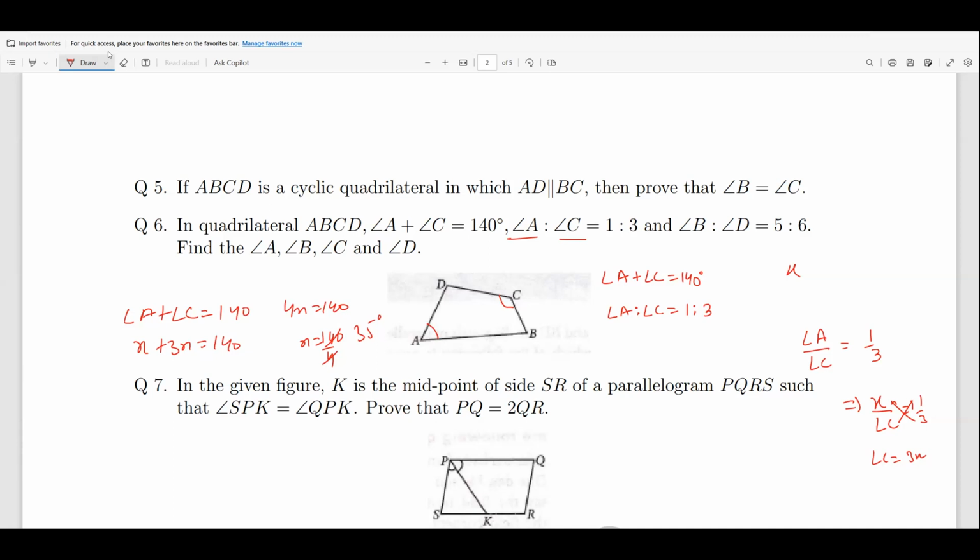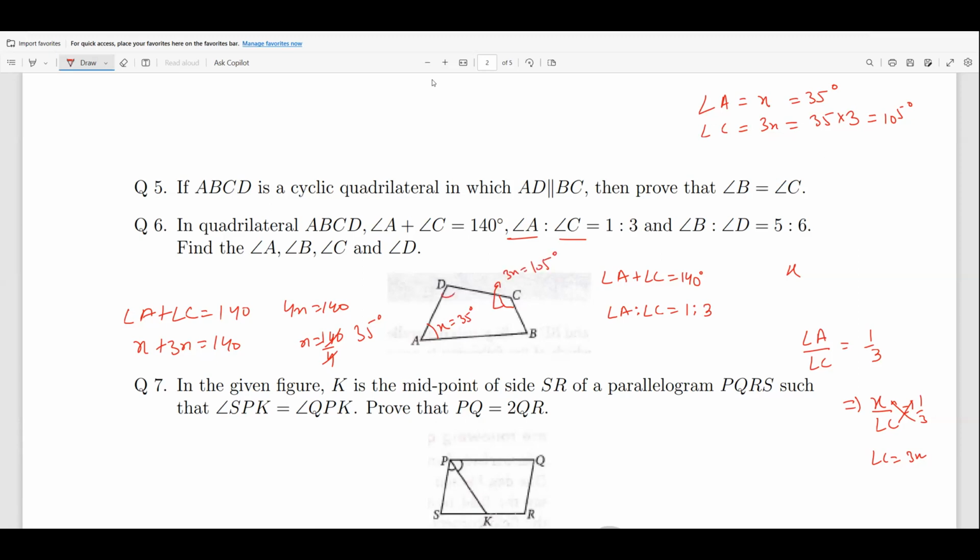In a quadrilateral, now you know that angle A is equal to x is equal to 35 degrees. Angle C is equal to 3x, so 35 into 3 is equal to 105 degrees. So we get the value of x, this is equal to 35 degrees, and this is equal to 3x, which is equal to 105 degrees.